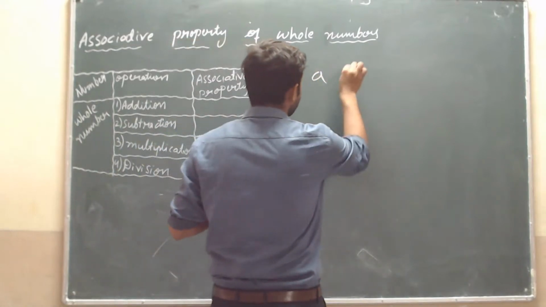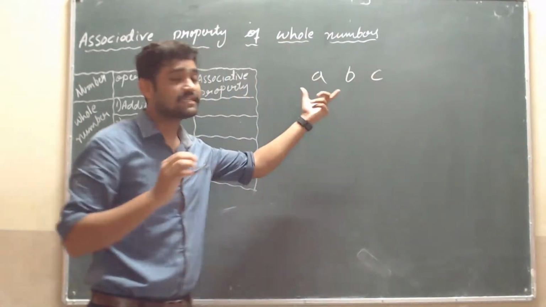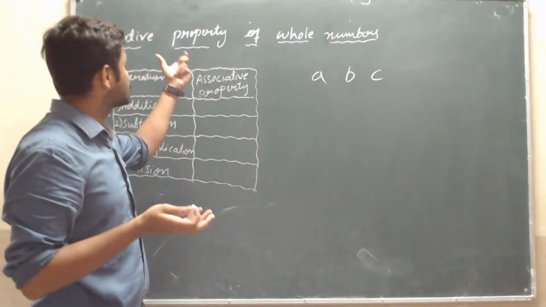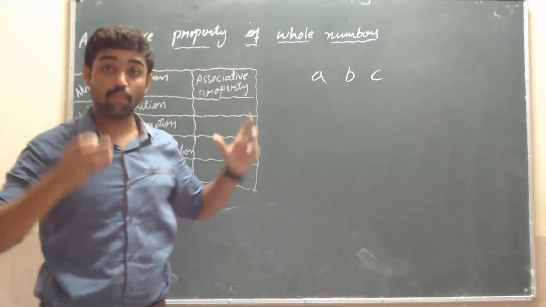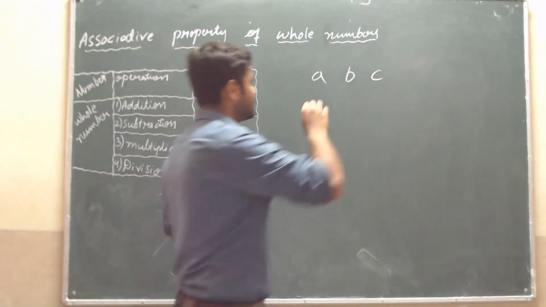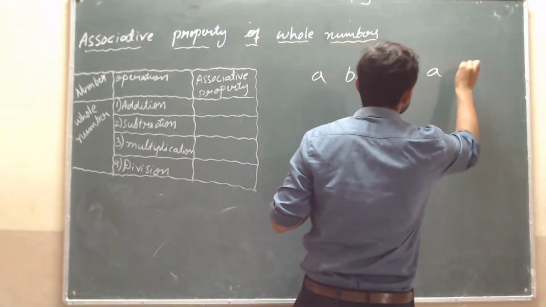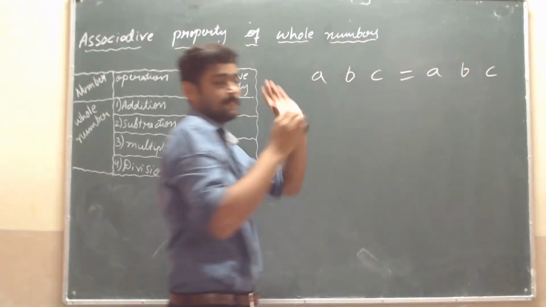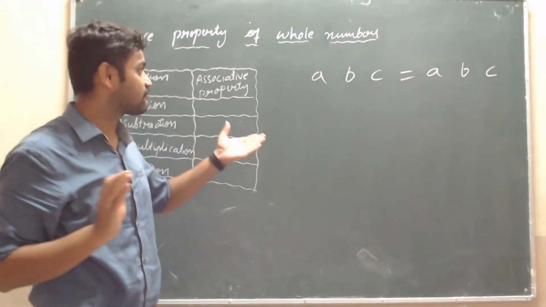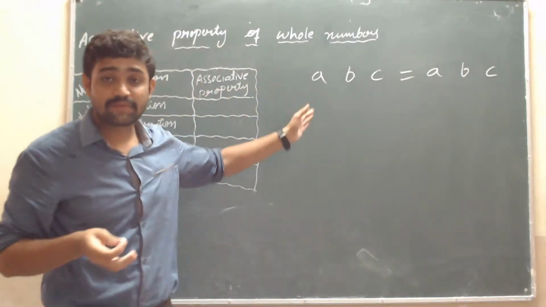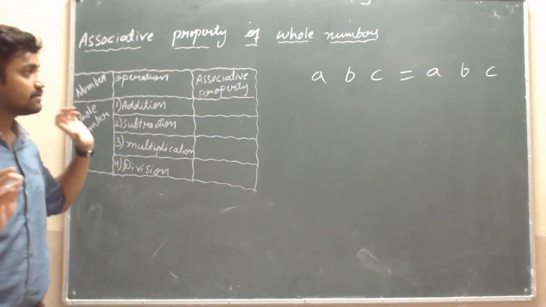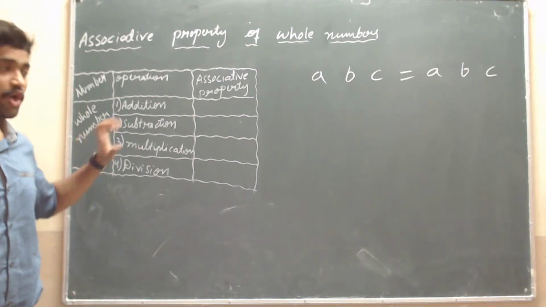That is A, B, C. Why are there 3 numbers? For the associative property, we have to take 3 or more than 3. For your syllabus, only 3 numbers are there. Here also A, B, C. I am explaining in a simpler form: you can add, subtract, or apply any operation here.